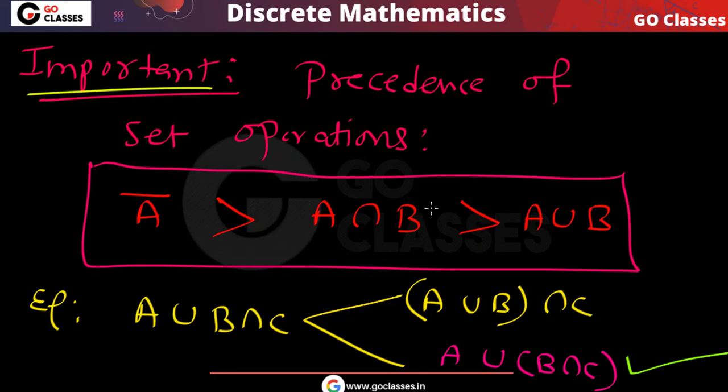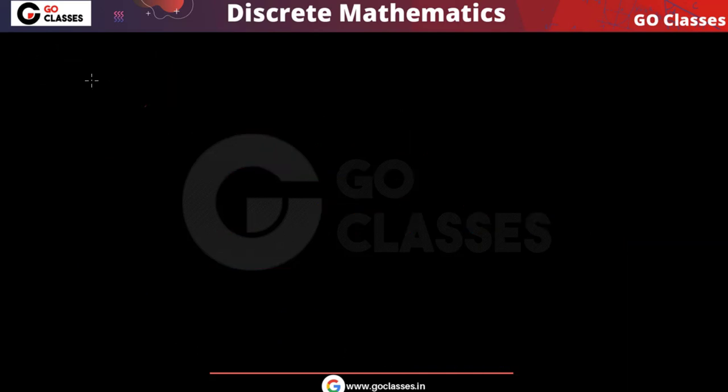So I can say intersection has more priority than union. Whenever you have this type of thing, what should you do? Should I do intersection or should I do union first? You can clearly see that you should do intersection first. Now on this thought, I can ask you a very tricky question.